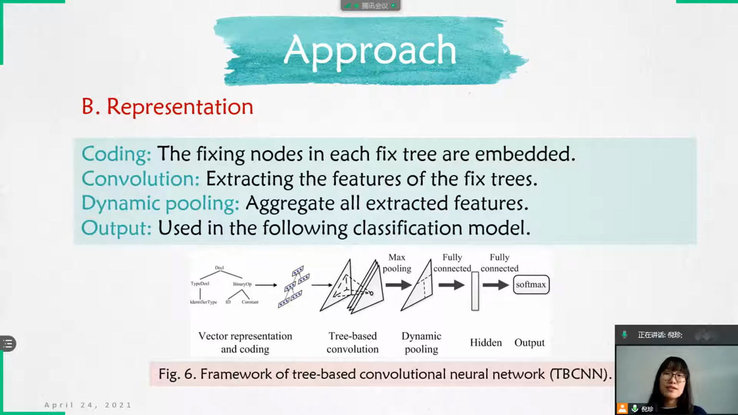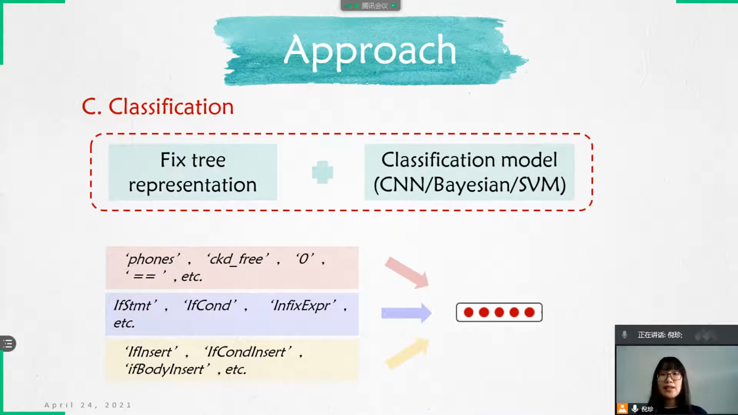Then we designed the representation part based on TBCNN. This part includes 4 layers: coding, convolution, dynamic pooling, and output. Then it is the classification part. In this part, we used 3 classification techniques for bug cause classification.